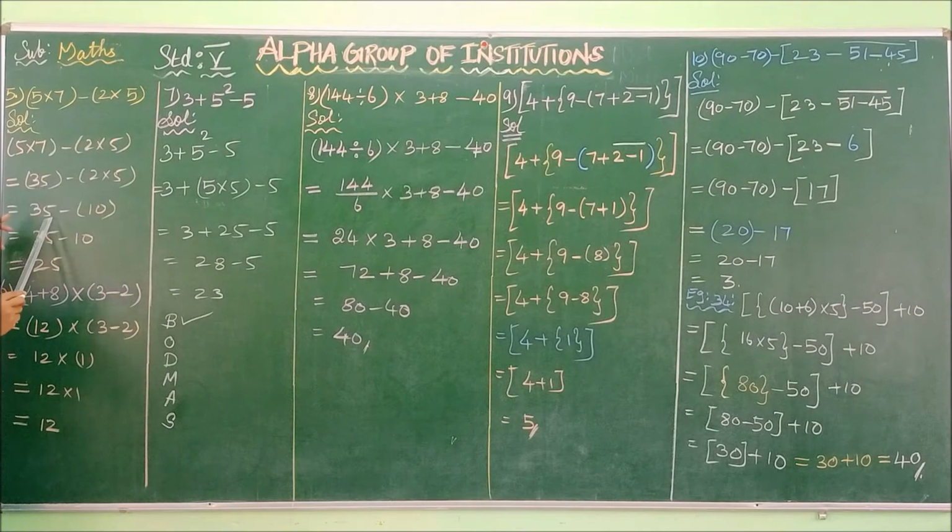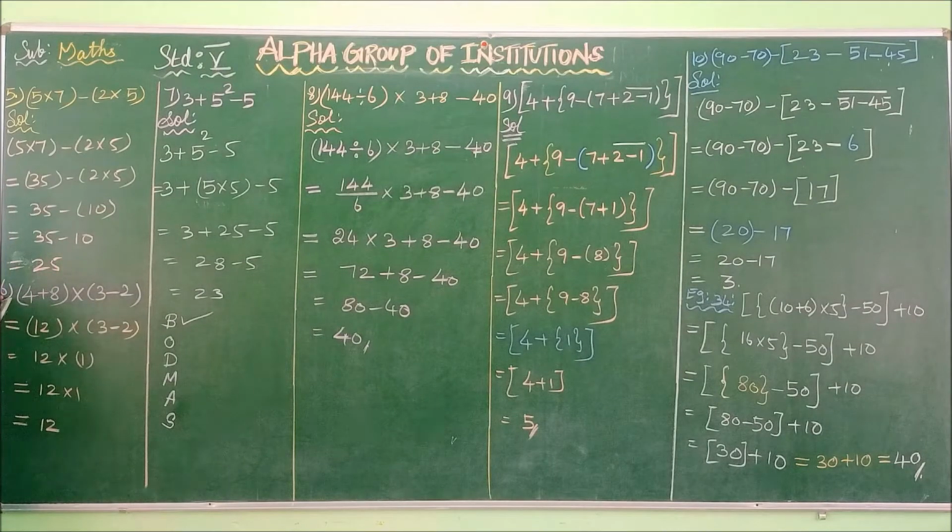Remove the brackets, write 35 as it is. 35 minus 2 into 5, 10. Now remove the bracket, 35 minus 10. So what is your answer? 25. And if you go to the 7th standard, you can simultaneously evaluate the two brackets. Now you are in 6th standard, so do the process one by one.